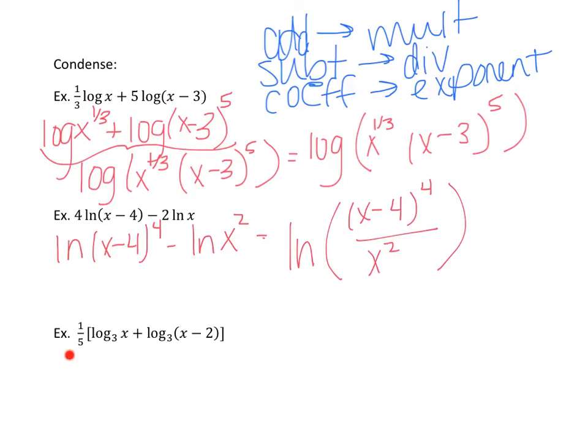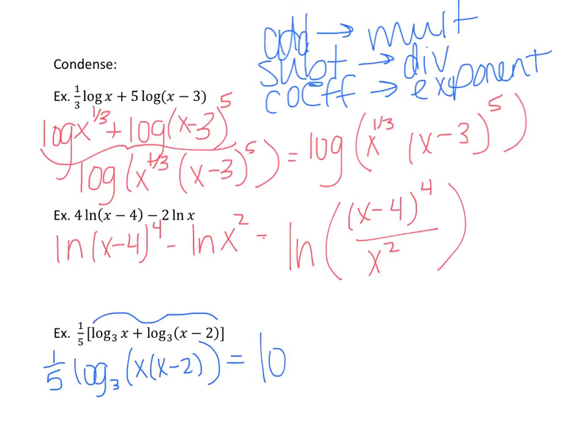Okay, last example, 1/5 is going to become an exponent on everything. But I think before I do that, I'm going to condense this addition in here. Because if I put my 1/5 out here, I can't exactly just bring that 1/5 power in because of this addition. So I'm going to keep my 1/5 out here. I'm going to condense these two logs. They're both log base 3. They're being added, so I'm going to condense them to multiplication, x times x minus 2. Now I can take my 1/5 out to make an exponent, and I won't have to do any distributing.